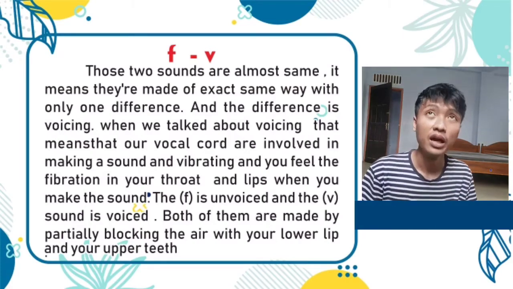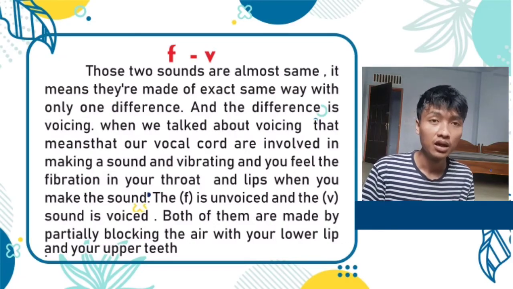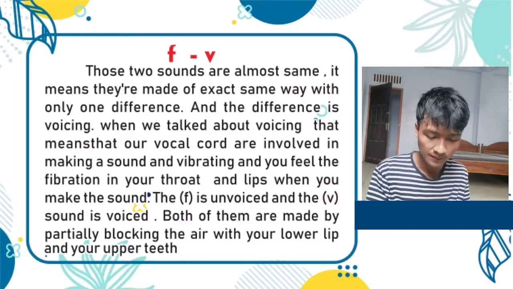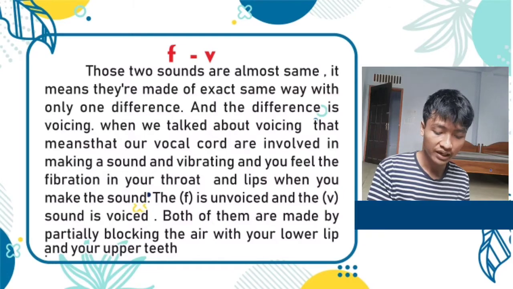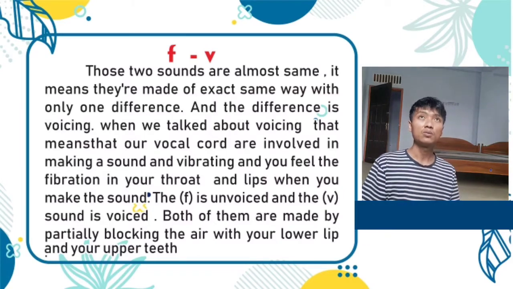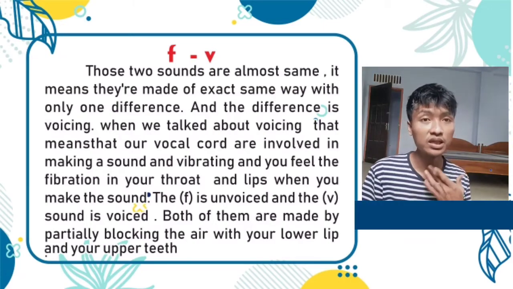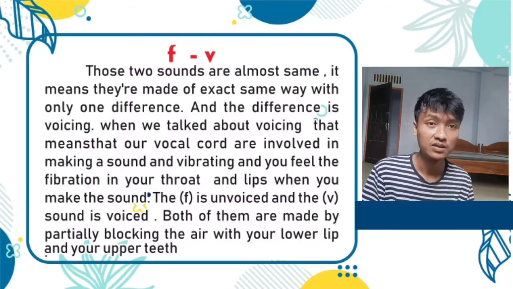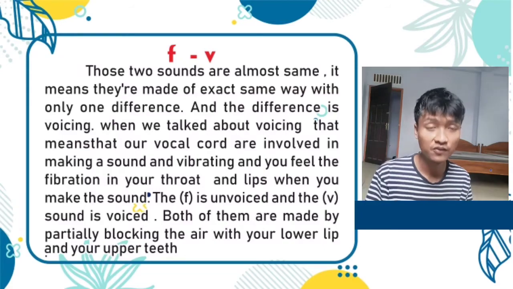So the F is unvoiced, and then the V is voiced. Both of them are made by partially blocking the air with your lower lip and your upper teeth. So like this, F, and V.